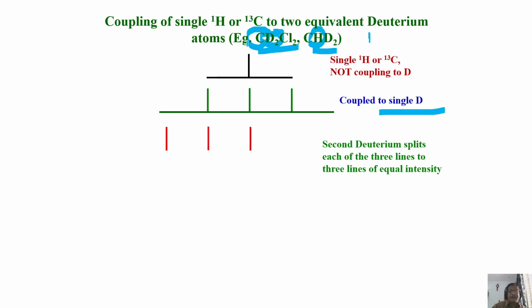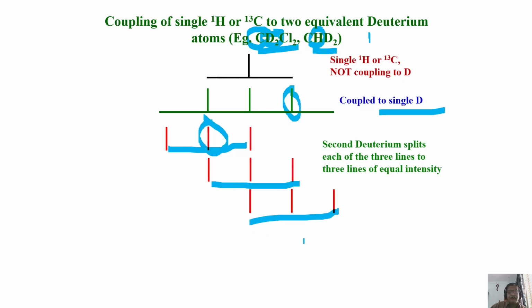So now, when the second deuterium is coupled, each line is going to be 3 lines of equal intensity. The center line of these 3 lines always coincides with this, and this is again split into three lines. Central line will coincide. This will again split into three lines. Again, central line will coincide. Like you did for spin-half nuclei, I'm doing the same thing.